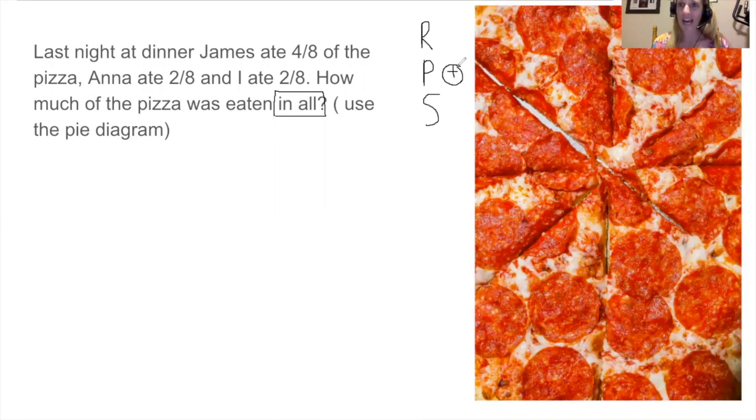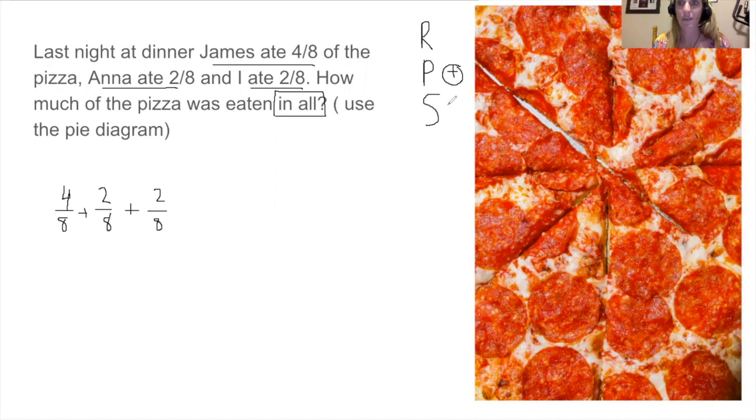But what are we going to need to add? Well, they want to know how much of the pizza was eaten. So let's go through the problem and find out how much each one of my family members ate. James ate 4/8. Anna ate 2/8. And I ate 2/8. And we know that in all means what? To add. So let's put the addition symbol in between each of those. And we need to use a pie diagram.